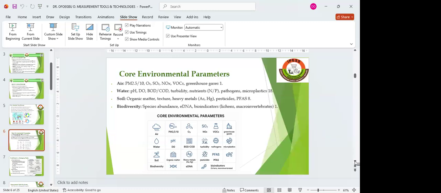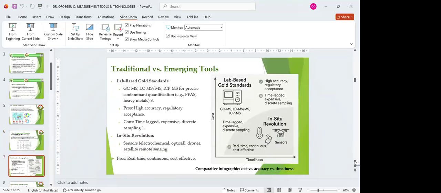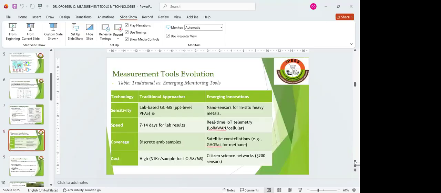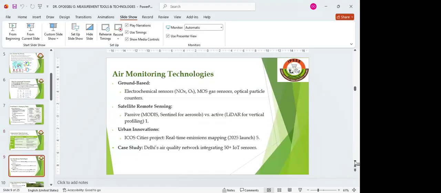Thereby looking at the core environmental parameters, we looked at traditional versus the emerging tools in monitoring, and we looked at the measurement tools that are evolutionary, comparing traditional to emerging innovations. We looked at air monitoring technologies. Today's class will be moving on from here.